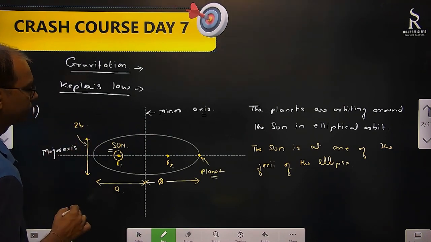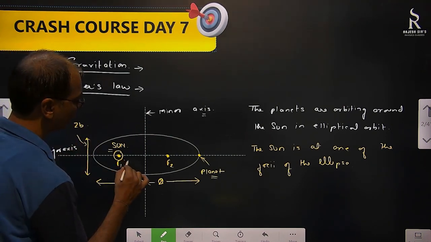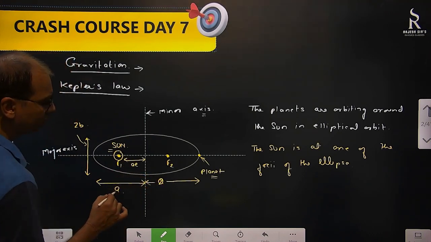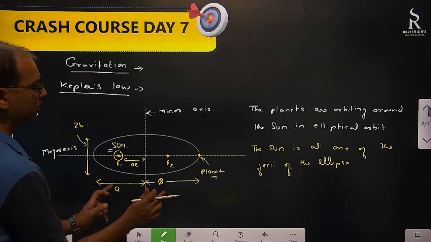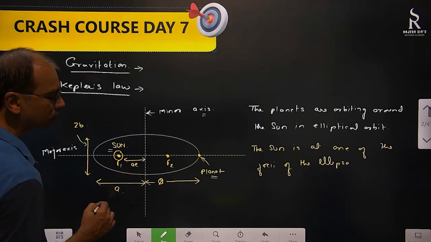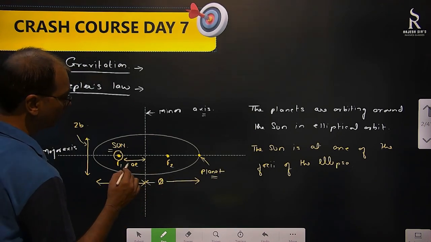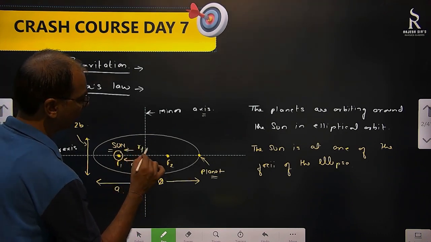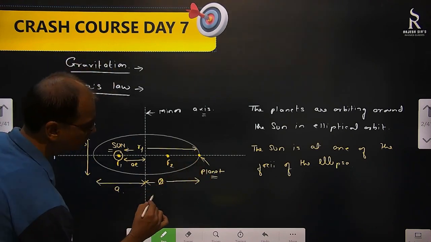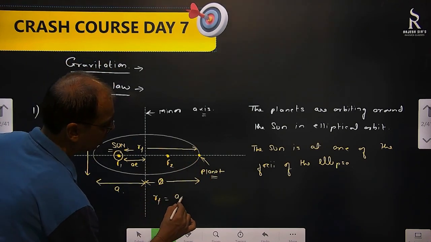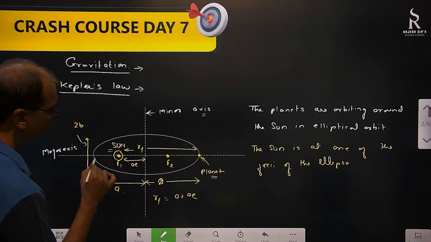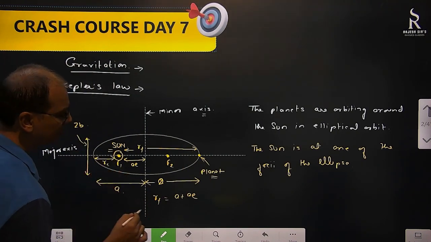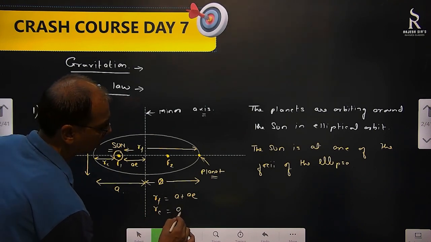Then this distance here is called AE. A is the semi-major axis. So this is AE. Then what is the farthest distance? This is farthest, RF. RF becomes A plus AE. And this is the closest, RC. RC becomes A minus AE.